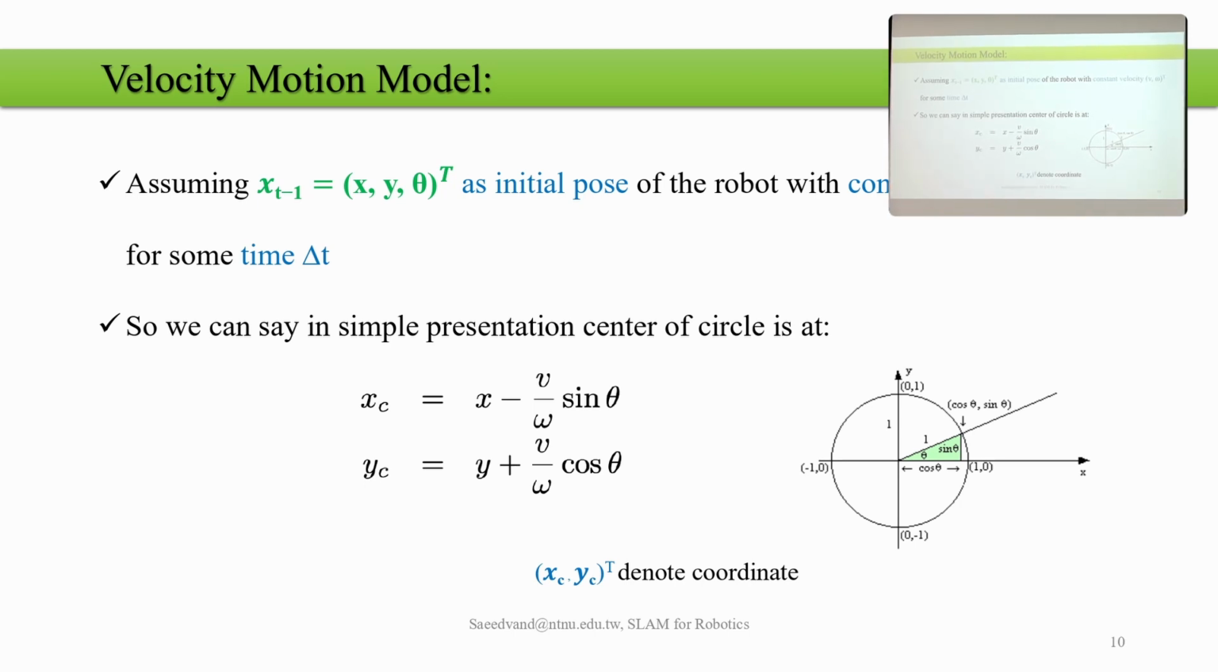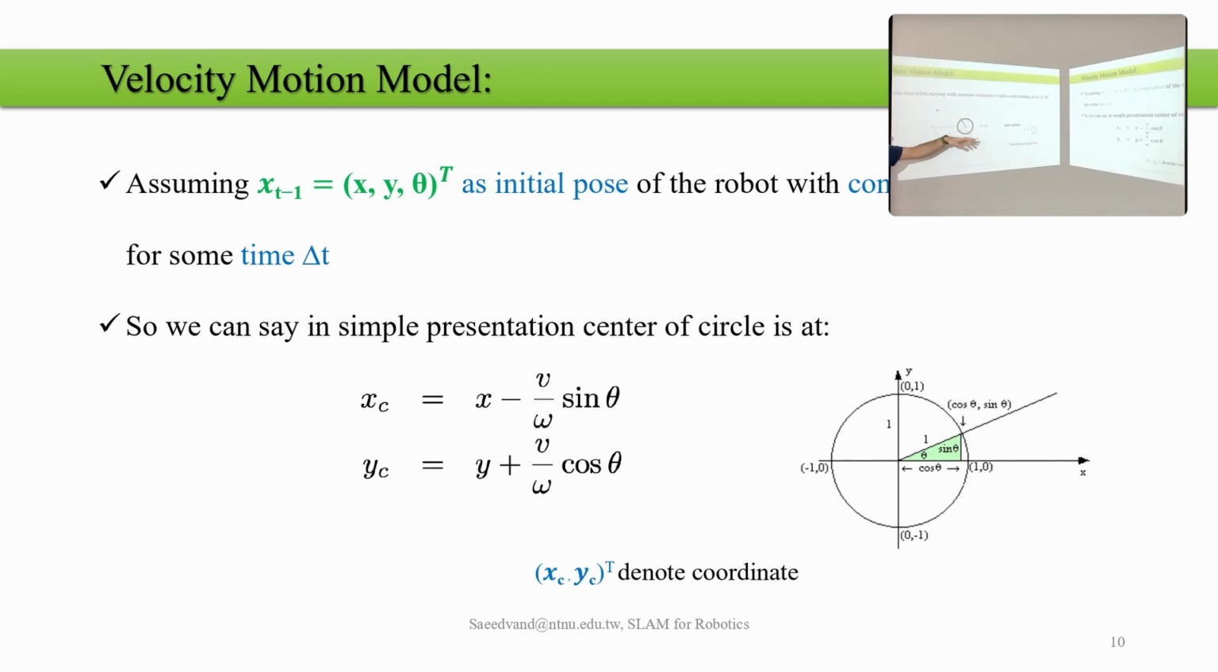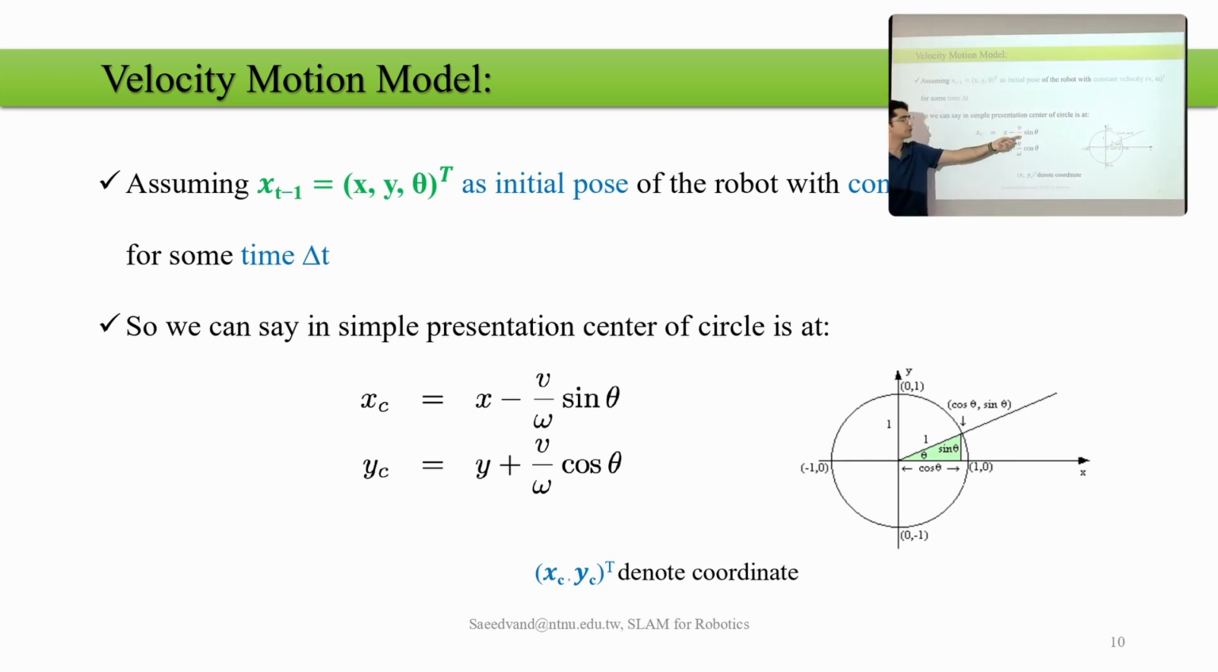mathematically we can calculate it, as you can see here, with sine and cosine rules, that xc is equal to the x, where the pose is, the x, and based on subtracting it with the velocity, translational over rotational, times the sine of theta, we can calculate it. Based on the sine of theta and the position, we can calculate the xc. In math, you've done that many times.